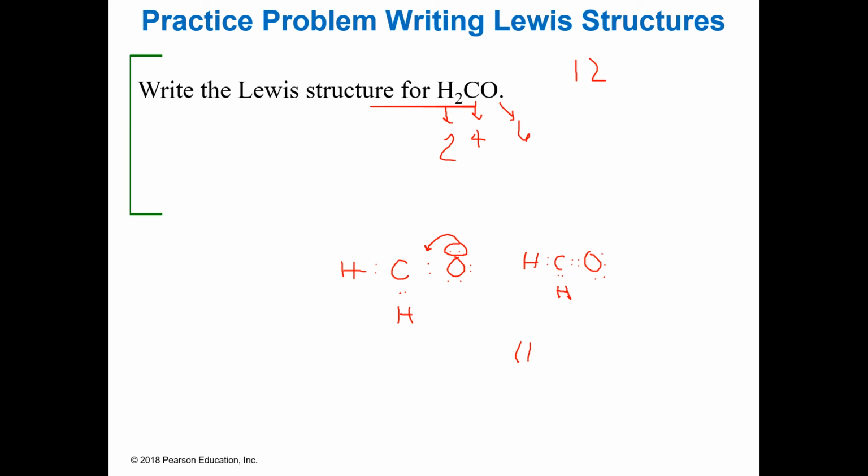So now each hydrogen has 2, which it wants. Okay. And now the carbon has 8 around it, and so does the oxygen. So the carbon-oxygen is double bonded. The carbon-hydrogens are single bonded. Okay.